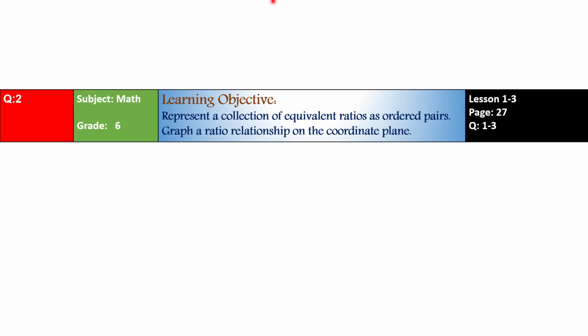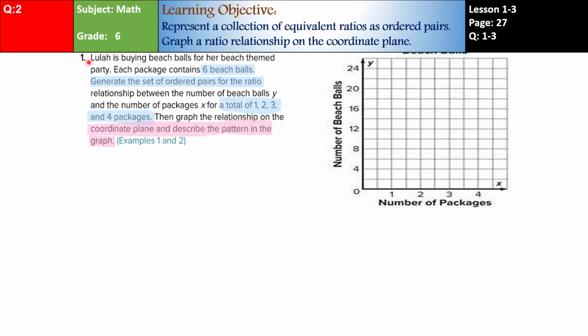In this question, we are going to revise lesson 1-3: represent a collection of equivalent ratios as ordered pairs and graph a ratio relationship on the coordinate plane. Lula is buying beach balls for her beach themed party. Each box contains 6 beach balls. Generate the set of ordered pairs.